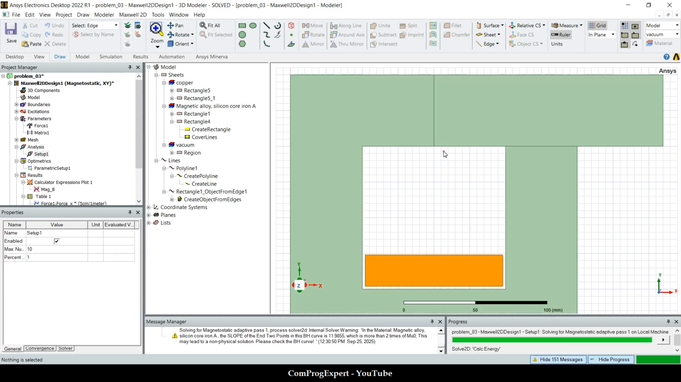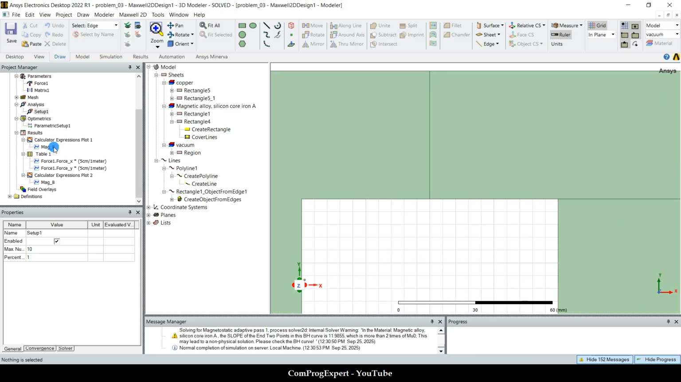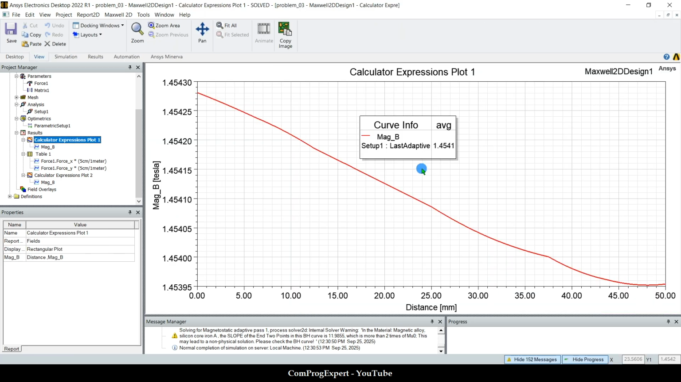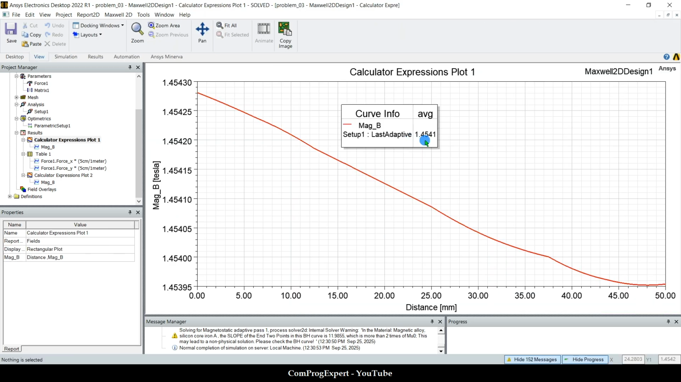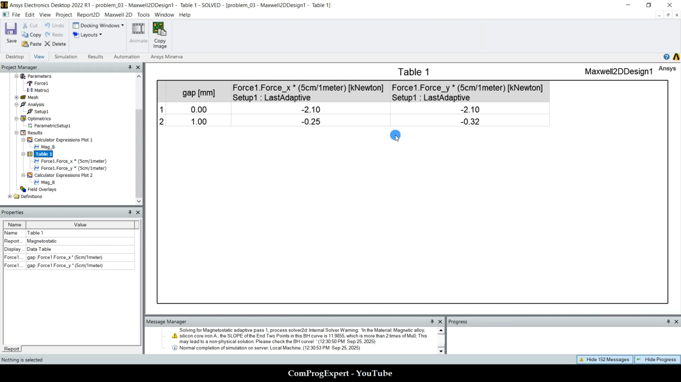So we close the air gap and then we calculate the force again. Here, the average value of the flux density in the core is 1.45 Tesla. Yes, in this problem, the material is different than what we have in the problem. Here I used this material, magnetic alloy, silicon core iron. In this case, what is the value of the force when the air gap is 0?